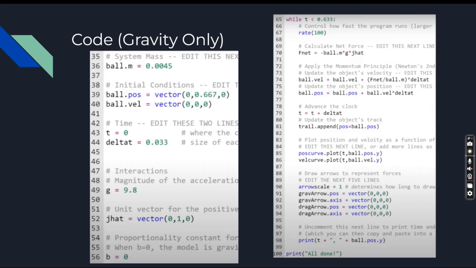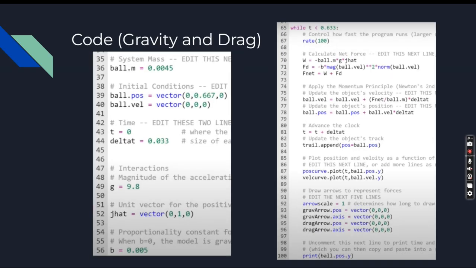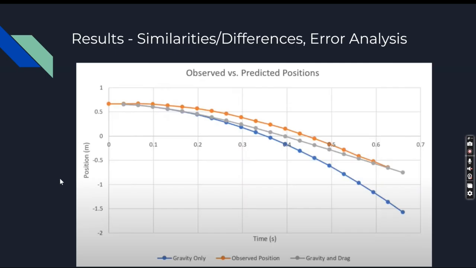For the computational model that took into account the force of gravity and drag, I have almost the same code as the previous slide. Some changes are the proportionality constant, which I found by trying different numbers until the endpoint of the model was about the same as my observed data. Also, I have the formula for drag force here, which is combined with the force of gravity to find net force.